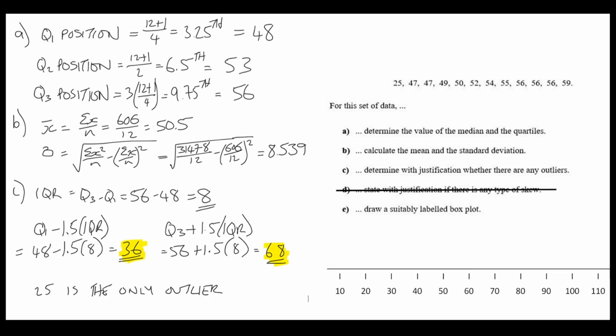In part E, we're asked to draw a suitably labeled box plot. We're going to start by identifying the outlier, which is 25, and then we'll go for the lower quartile, 48, the median, 53, and the upper quartile, 56. These three make the box, and from there I'm going to add on the upper whisker, which is going to be the maximum value, and for the lower whisker, I'm going to go for the smallest value within the outlier boundary, so 47. And here's the box plot we're expected to produce.